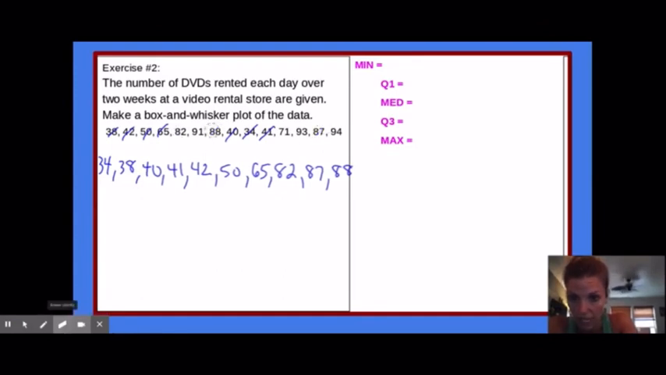I'm going to erase my 80s up here. So I have 82, 87, and 88. And then notice I missed this 71. So I'm glad that I noticed it then. So 71 has to go here. And now I can put my 80s back in.